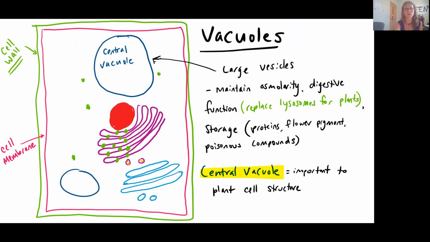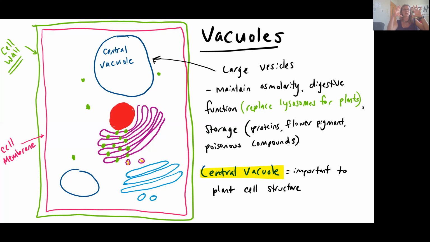If you're a plant cell, you don't have lysosomes, but you have vacuoles. Now, vacuoles are not unique to plant cells. We do see vacuoles in animal cells. We see vacuoles in protists, but we do see vacuoles having a really important job in plant cells specifically.